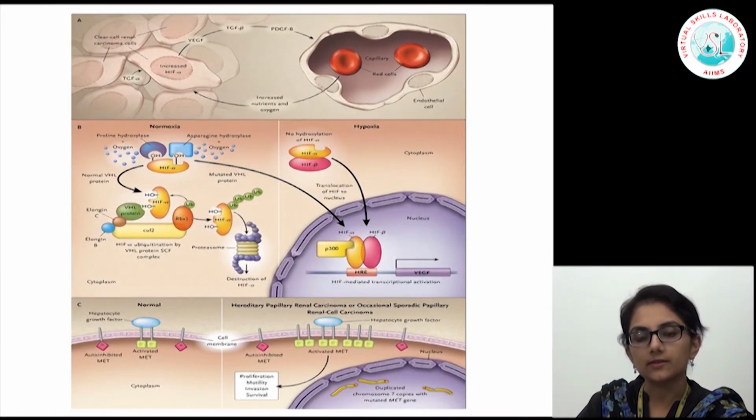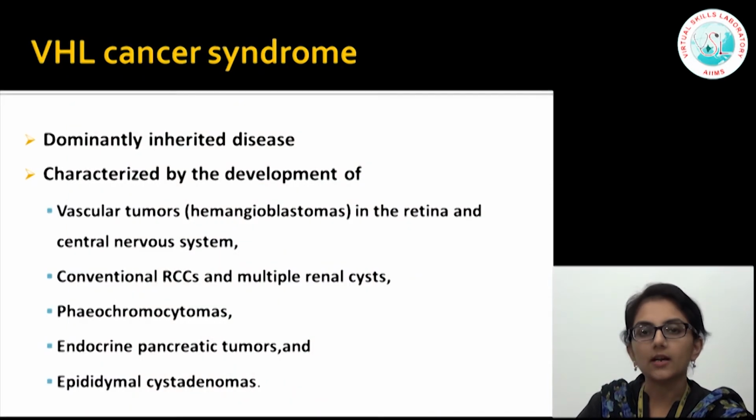So, the VHL cancer syndrome is an autosomal dominant inherited syndrome, and it's characterized by the development of these vascular tumors, including conventional RCCs, along with multiple bilateral renal cysts, and hemangioblastomas in the retina and in the cerebellum, along with other tumors like pheochromocytomas, endocrine pancreatic tumors, and epididymal cystadenomas. But it's easy for us to remember the vascular tumors as it's associated with the pathogenesis.